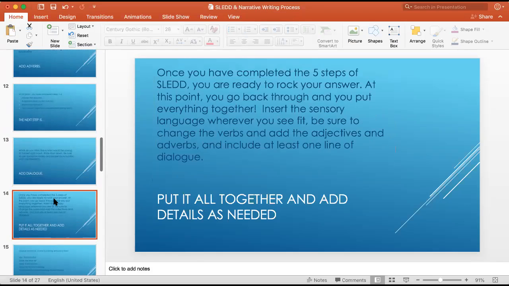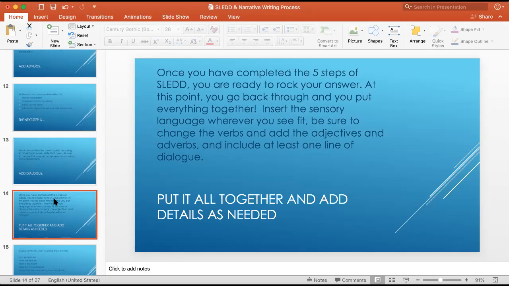All right, then what happens? So now you've completed the 5 steps of SLEDD, which is the pre-writing process when we're at this stage. And you're ready to rock your answer. At this point, you go back through and you put everything together. You insert the sensory language wherever you see fit, and you be sure to change the verbs and add the adjectives and adverbs and at least 1 line of dialogue.